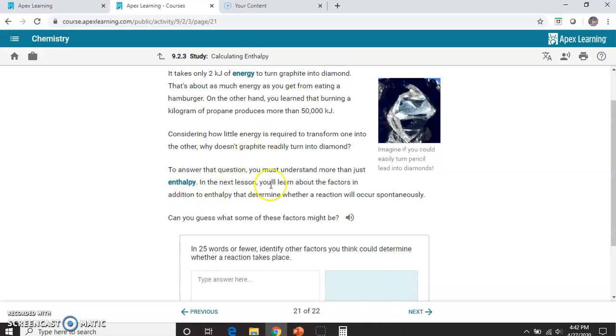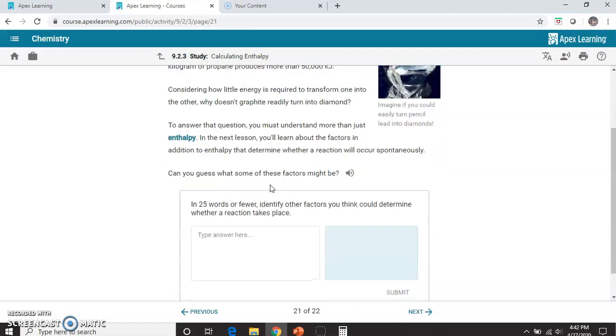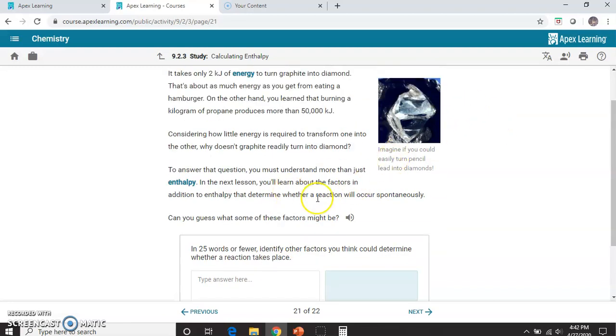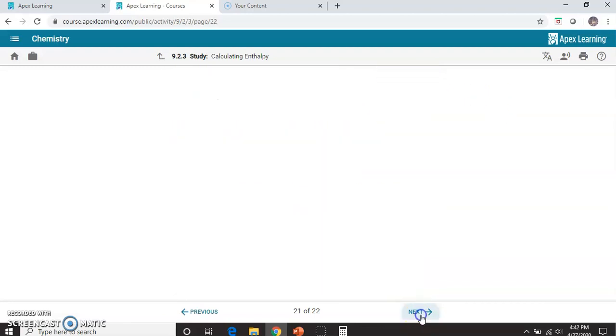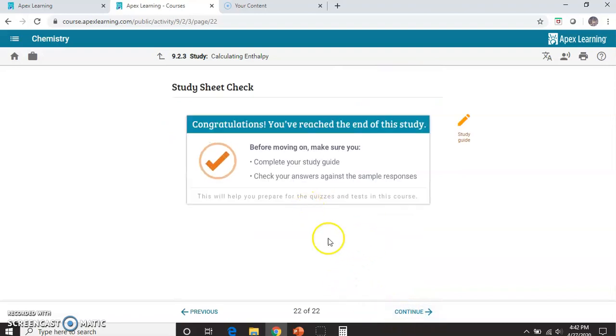We need to think about the other factors that are involved. And we've talked about this, diamonds need heat and pressure and different things going on. So try to identify, in 35 words or fewer, not much, what else might some of these factors be, that is, why graphite doesn't just turn into diamonds. Okay. I wish you luck. If you need more help, I will try to help you out and give you other things. But that's where the lesson ends and where you think you should be.